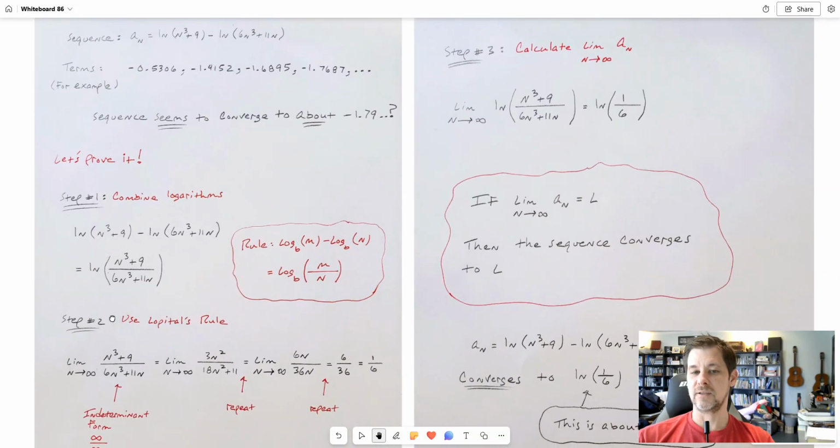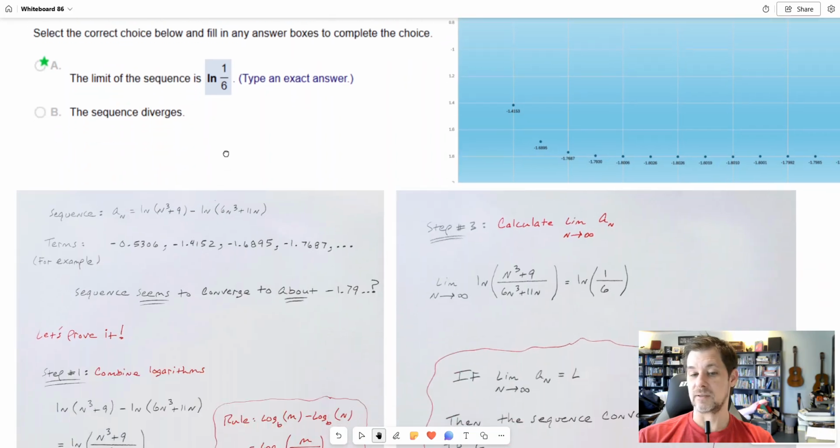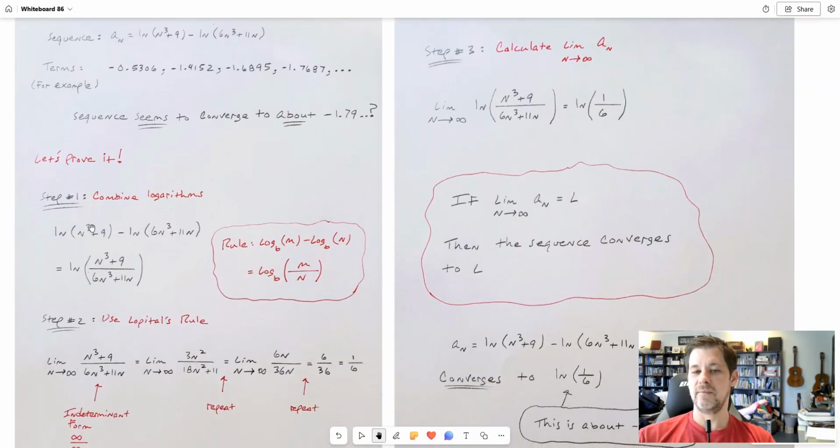So let's prove it. How can I prove that this sequence converges, or has a limit, those are two ways of saying it, to what turns out to be natural log 1/6? So let's go through this in steps. First, I think we should combine the logarithms into one thing. Rather than have two separate logarithms, let's combine them into one.